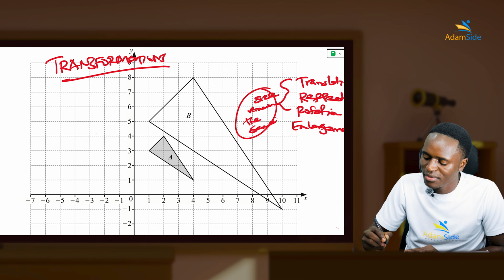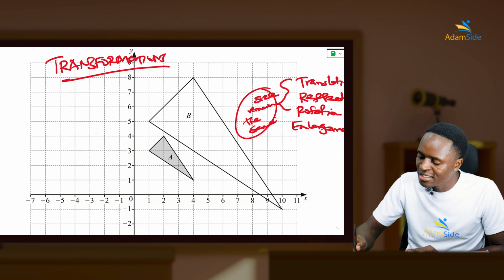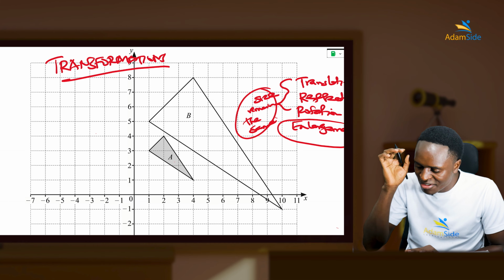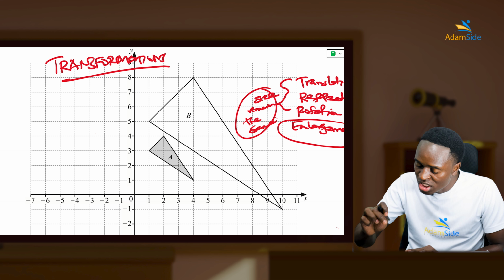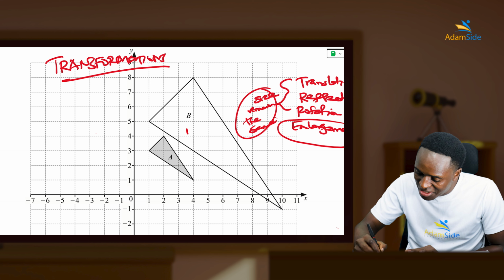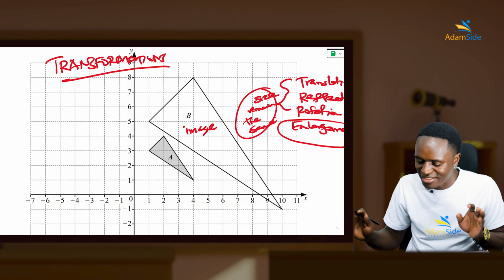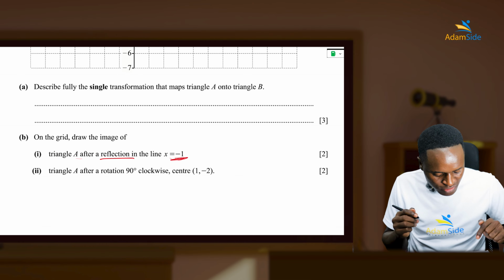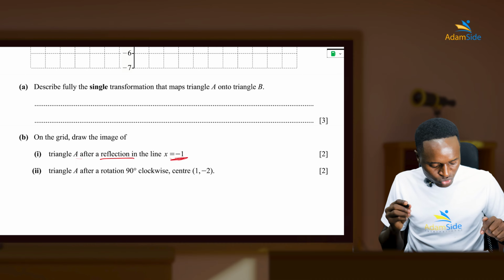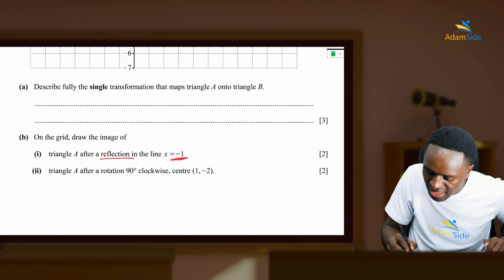Size remains the same, like similar size. But with enlargement, the size changes. So here, obviously, the first thing: A is smaller, but B is bigger, and B is the image. So that's enlargement. So we go to the question. Question A: describe fully the single transformation that maps triangle A onto triangle B. The first thing we say is it's enlargement.